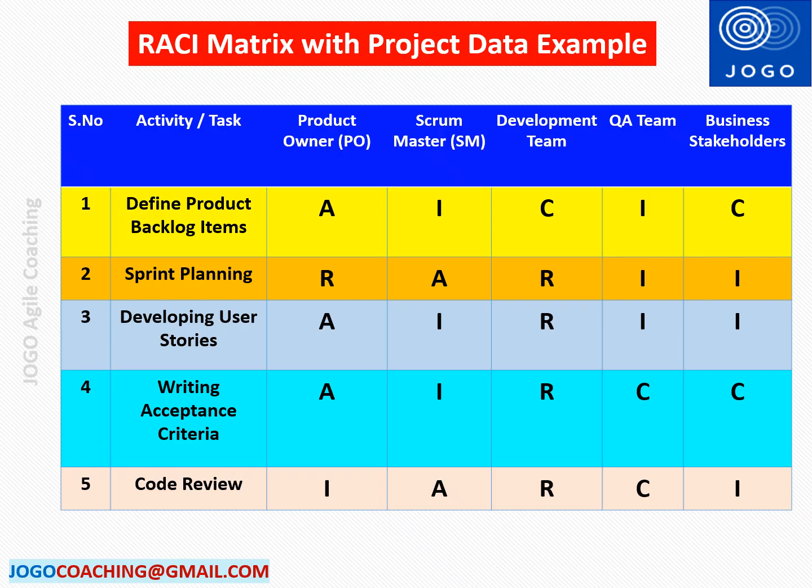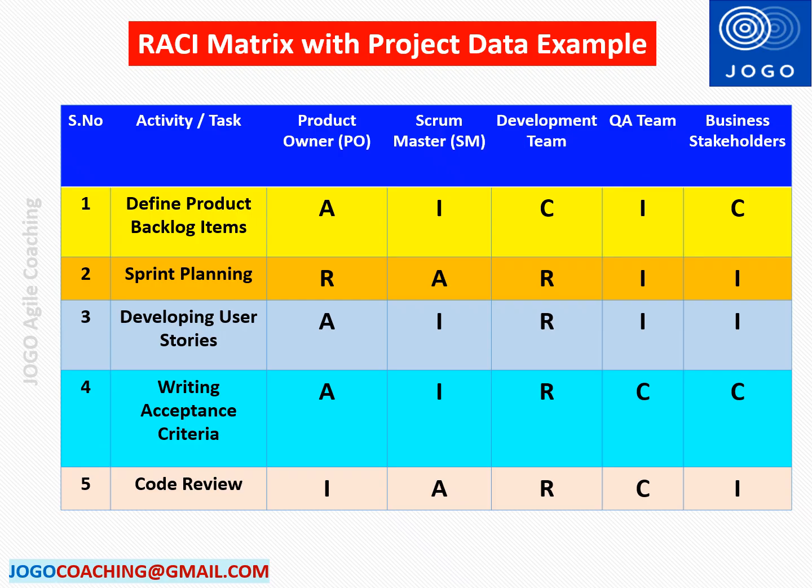The first task is defining the product backlog items. The accountability will be with the product owner. Scrum Master and QA engineers will be informed about the product backlog and status. Development team and business stakeholders will be consulted about the product backlog items. Sometimes this will be covered in some of the meetings like backlog refinement meetings.